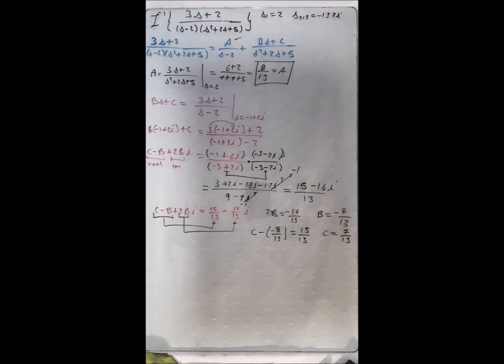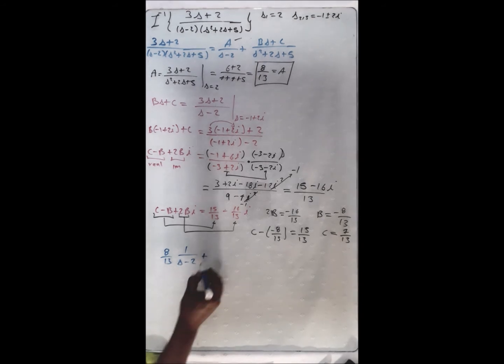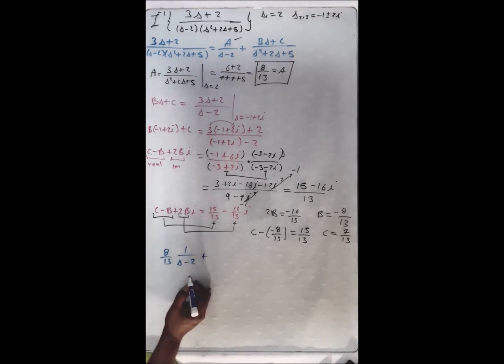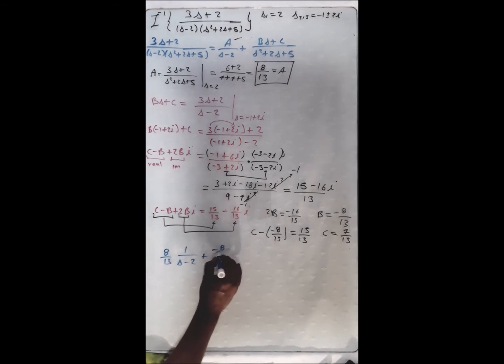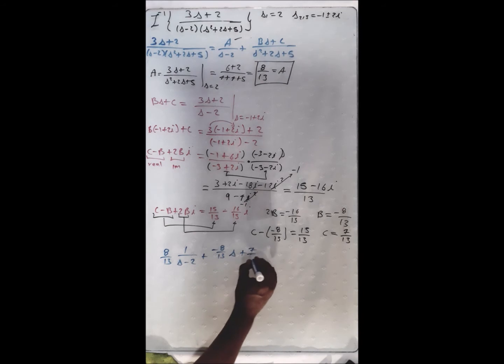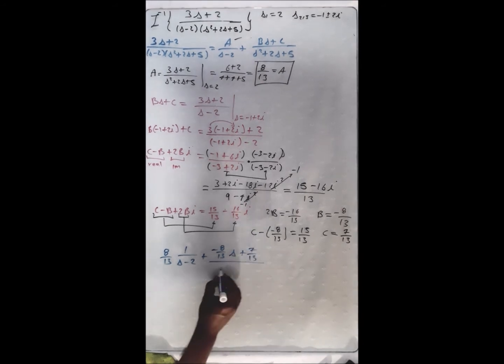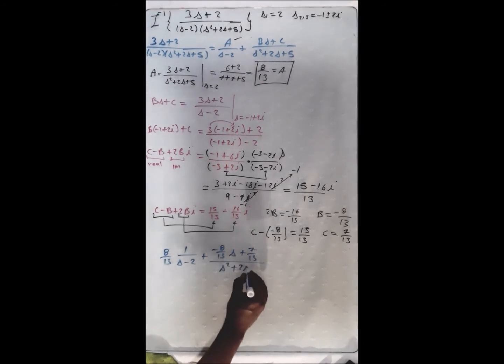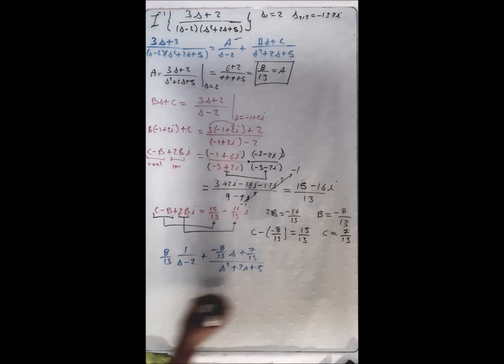So the partial fractions will be something like this. The value of a happens to be 8 over 13. I'm going to write it outside: 8 over 13, 1 over s minus 2. All right? And then the value of b. b is going to be minus 8 over 13 s plus the value of c, 7 over 13, divided by s squared plus 2s plus 5.